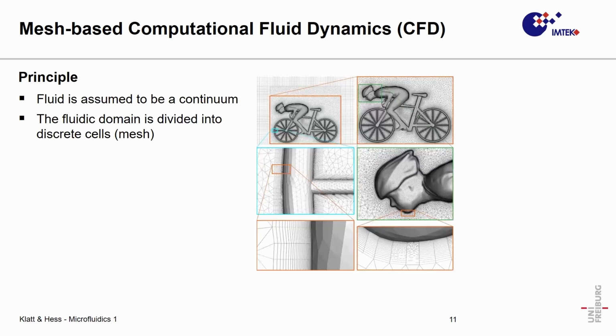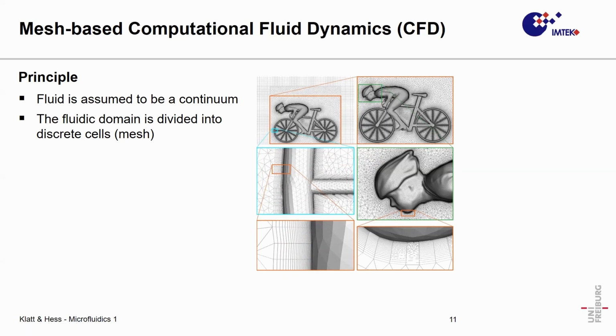Here you see a cyclist, and the aim of the study is to calculate the flow field around this cyclist. So the area around the cyclist is the fluidic domain. And as you can see here, the whole fluidic domain is divided into small cells. As can be seen, for example, in this image, there are different types of grids. You can have a structured grid where you have cells that look regular, or you can have, for example, here or here, an unstructured grid where the cells are more or less deformed.